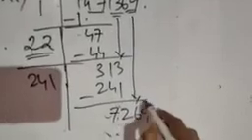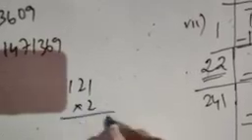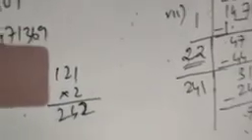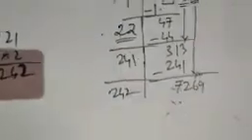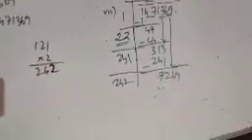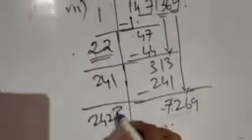This will come down. Now the quotient is 121. Look carefully, the quotient is 121. So we will multiply the quotient by 2. 121 times 2 is 242. So we will write 242. Clear? Next, put 3. So we will put 3 here also.